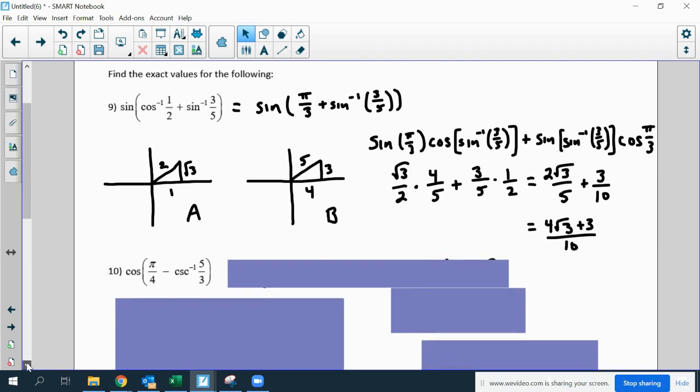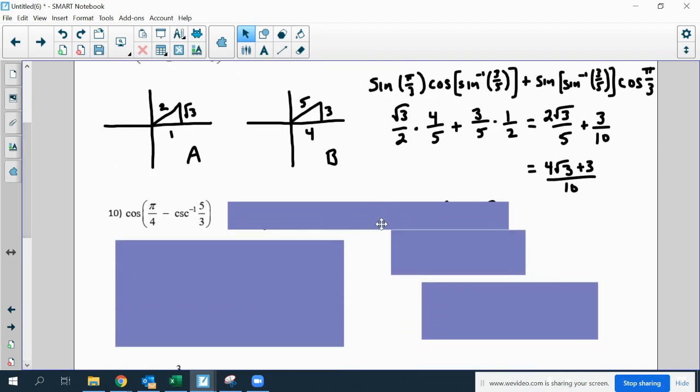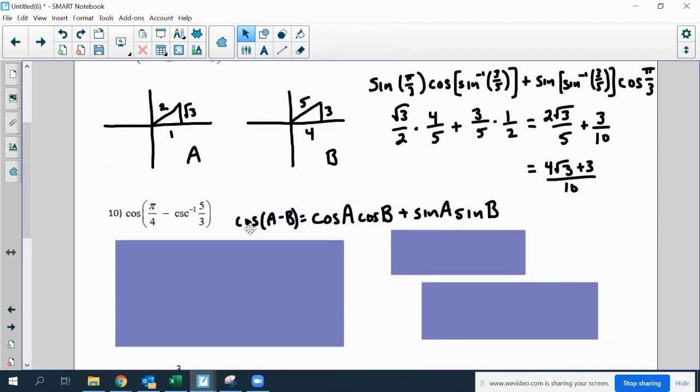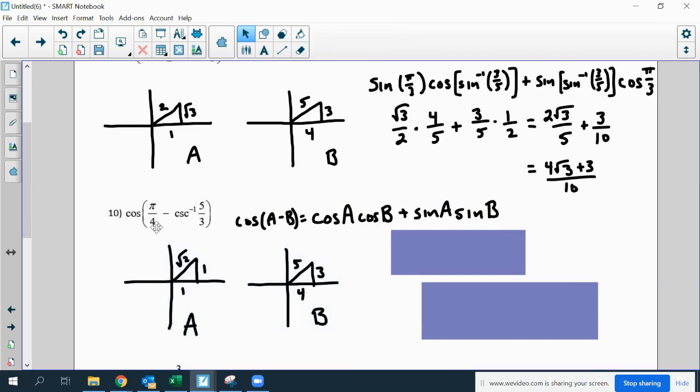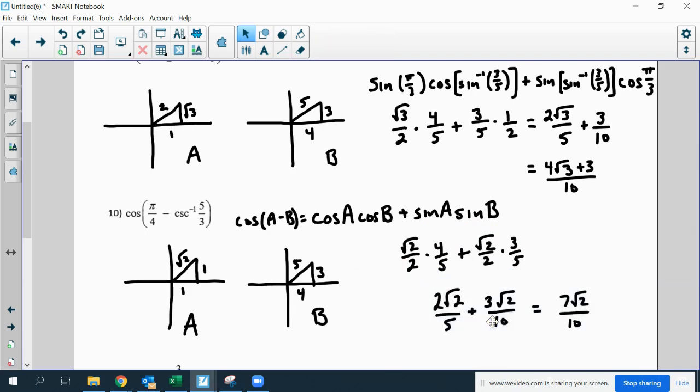Same thing with number 10. This looks like cosine, so I'm going to use a cosine trig identity. Draw my triangles, pi over 4, and then cosecant inverse of 5/3 would give me a triangle that looks like this. So then I just do cosine of A, cosine of B, sine of A, sine of B, and multiply them together.